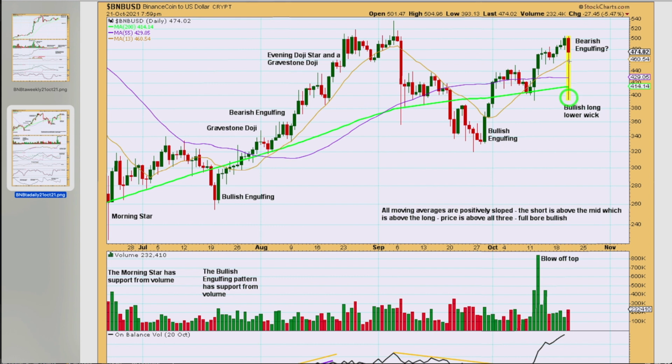We could have a really strong bullish long lower wick developing. Now this could be a hanging man candlestick. The session is not complete yet. Have a look at it when it is. Calculate the length of the lower wick to the length of the real body of this candlestick. If the lower wick is twice the length of the real body, then that could be a hanging man.